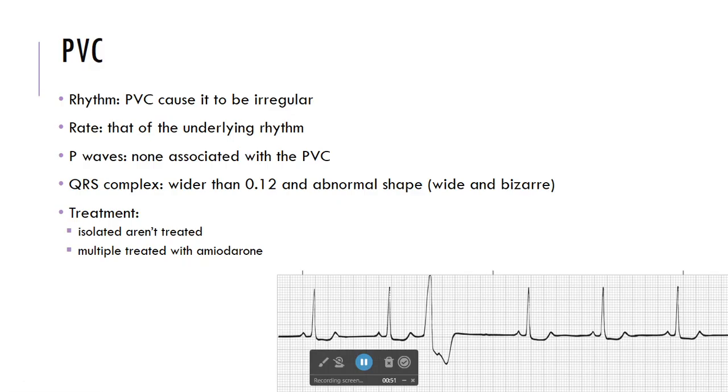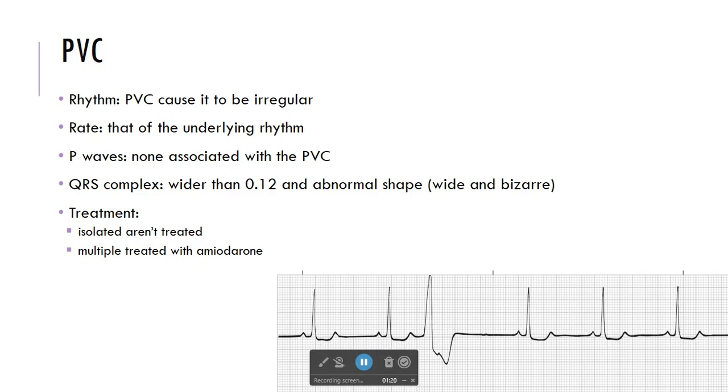So your rhythm is irregular because of the PVC, and PVCs are wide and bizarre. That's the easiest way to think of them. The rate is whatever the underlying rhythm is, so you can have them in sinus rhythm, sinus tach, sinus brady. You can have them in AFib and atrial flutter. There's really no P waves associated with the PVC, and the QRS complex is wide, greater than 0.12, which is 3 small boxes, and it is abnormal in shape.